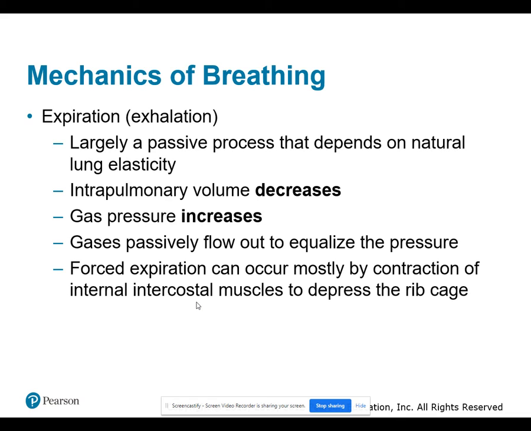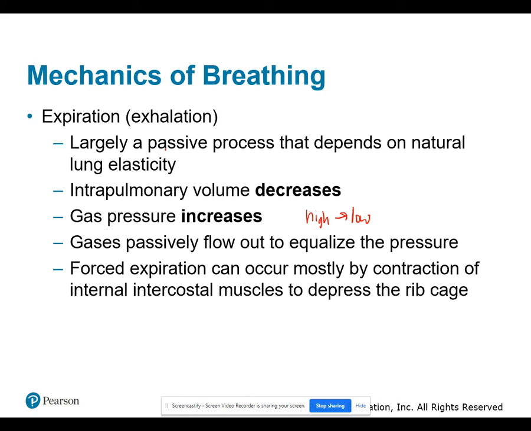One thing to know about expiration is it honestly is the opposite of inspiration. So instead of the volume increasing, volume is going to decrease when you relax those muscles. This causes gas pressure to increase. Remember, it always wants to go high to low. So since you have high pressure in your lungs now, it's going to push the air out to the atmosphere. And again, it does that until it equalizes those pressures.